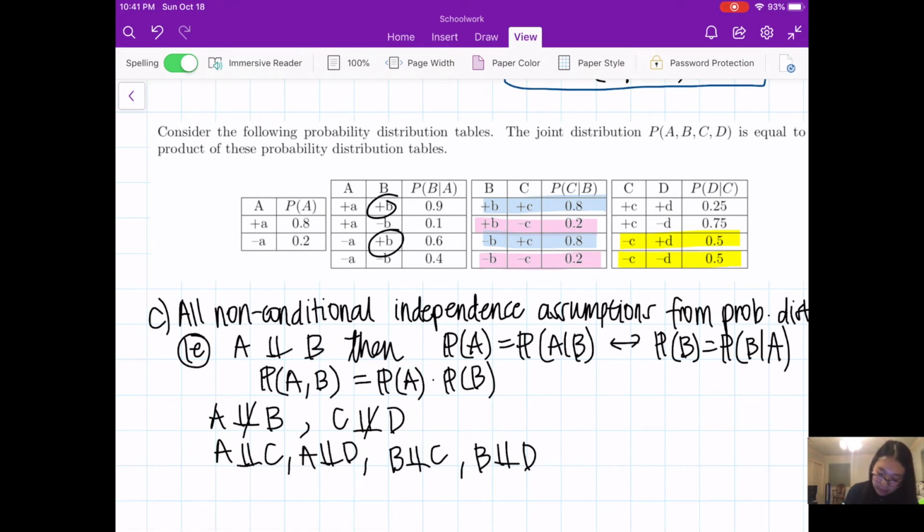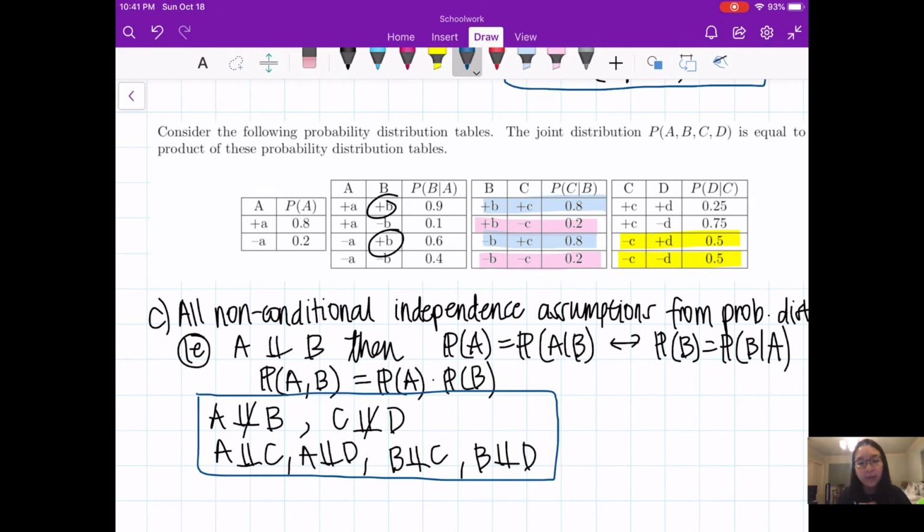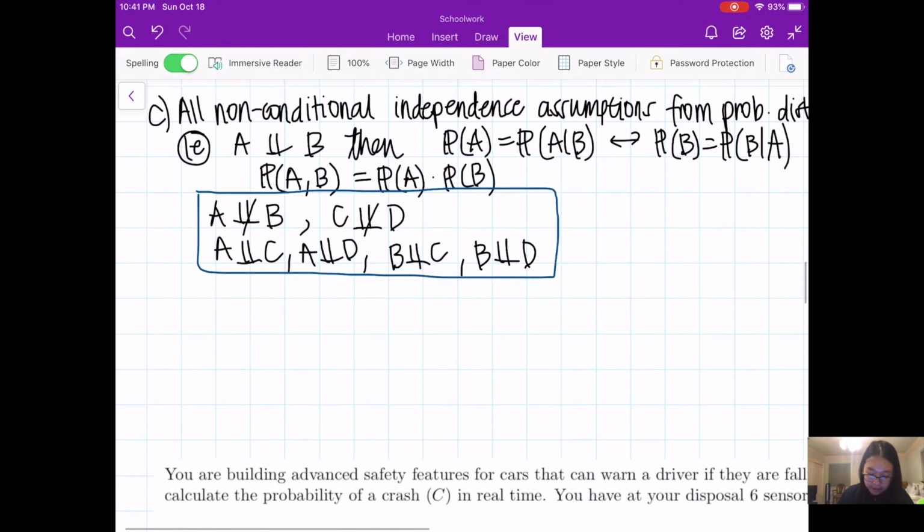Oh, yes, so this will be your resulting answer. Essentially, you want to look at the probability distribution table and consider what independence means and how the probability should be the same or different based on that. And now let's move on to part D.